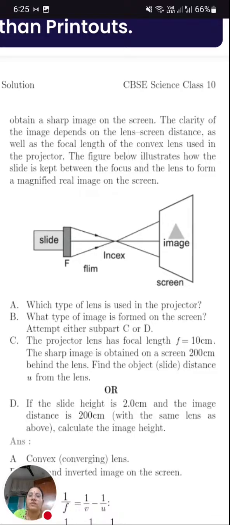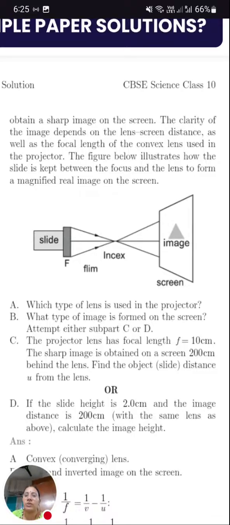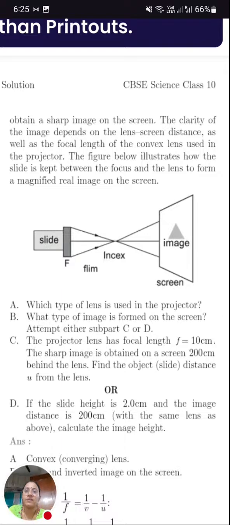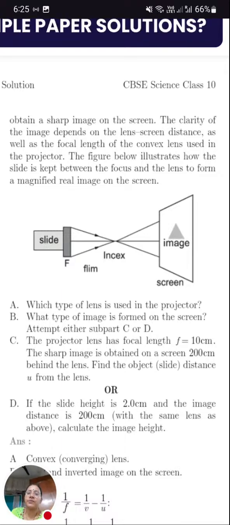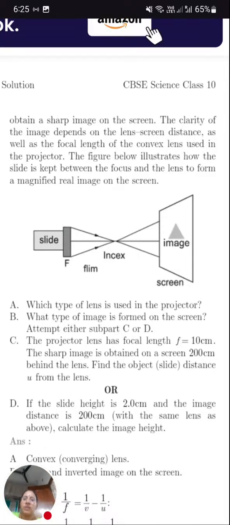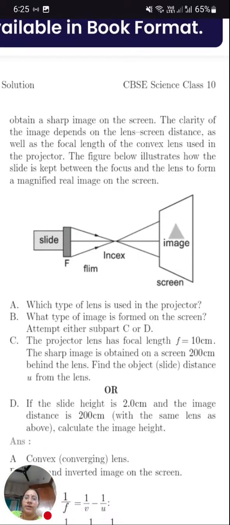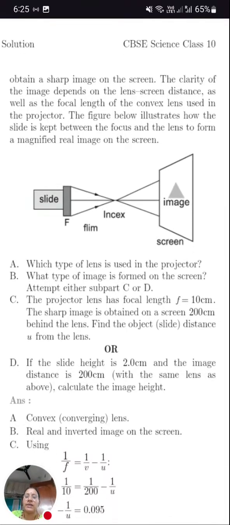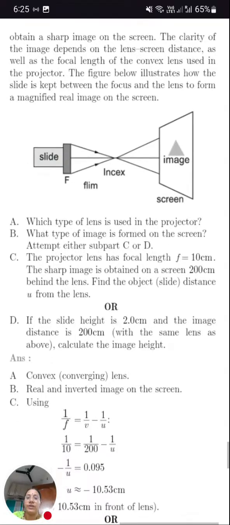So which type of lens is used in a projector? Just now they gave in the explanation itself that it is a convex lens. Once you read the comprehension properly, you will get all the answers. Which type of image is formed on the screen? Whenever we get the image on a screen, read the question properly. If we are getting an image on a screen, it means it's real and inverted. If a screen is not there, we cannot get a virtual image on screen. So the answer is real and inverted image.